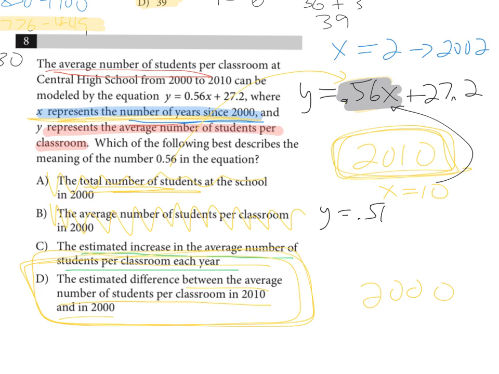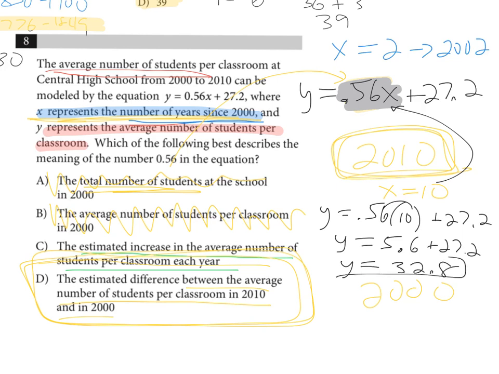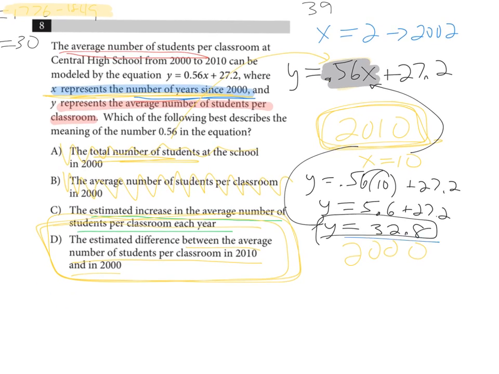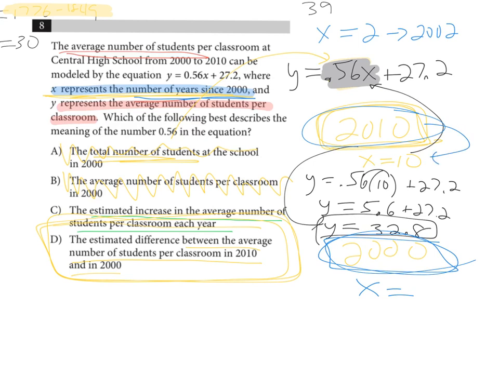That's going to be 0.56 times 10 plus 27.2. So Y is equal to 0.56 times 10, or 5.6, plus 27.2, or 32.8. So in the year 2010, there were almost 33 students, 32.8 students per classroom on average. Figure out how many students per classroom there were in the year 2000. Well, what is X going to be? I know in the year 2010, X is 10.